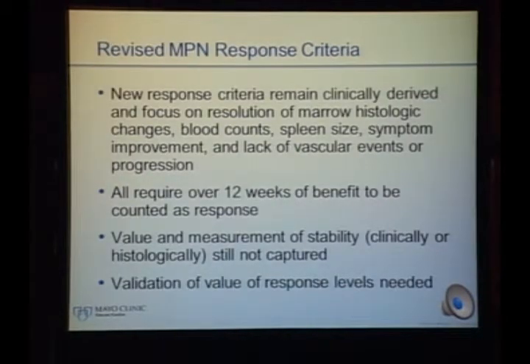So our revised MPN response criteria are clinically derived. What things matter to you? We recognize that they need to be durable, at least 12 weeks or more. We want to be able to measure them, but in the future we want to go back and say that by having achieved these levels of improvement, you were actually better off. You lived longer, you lived better, you lived happier.